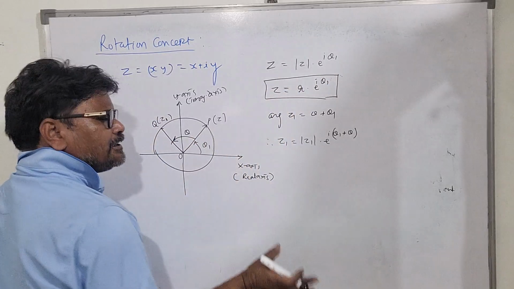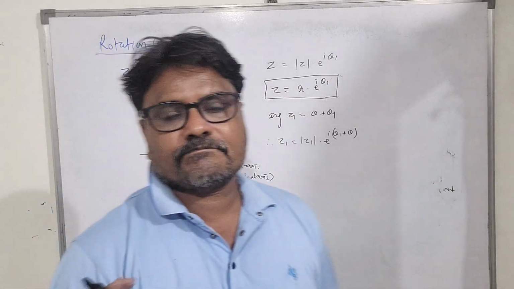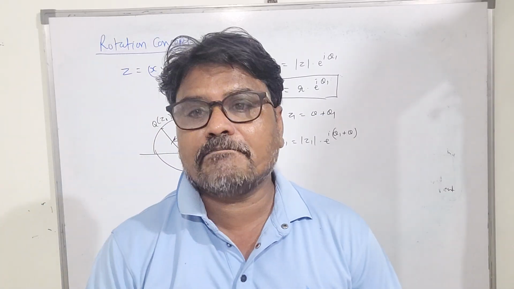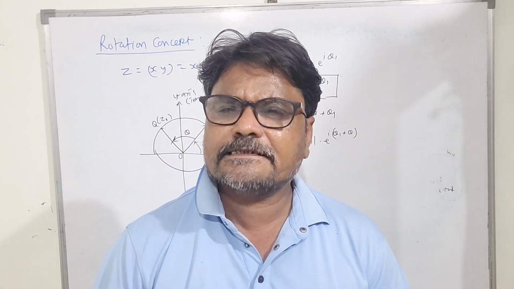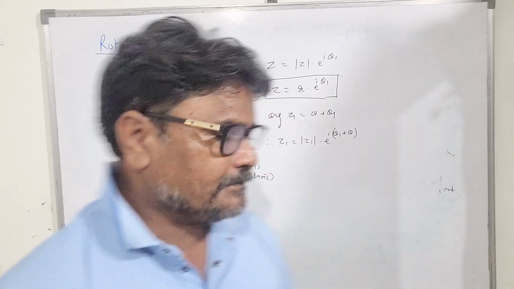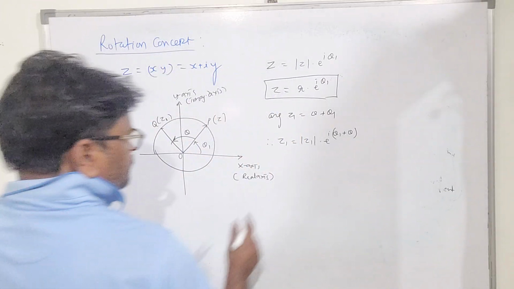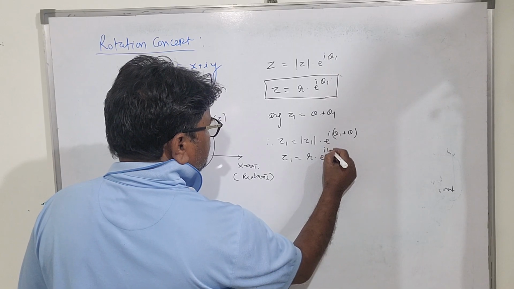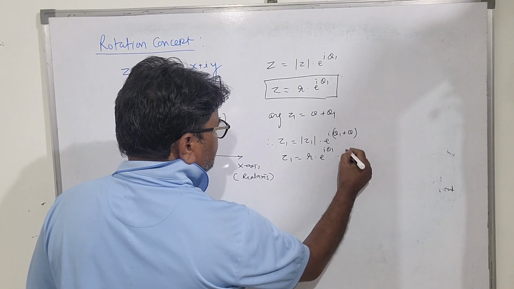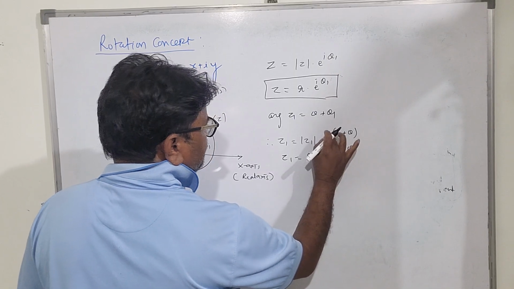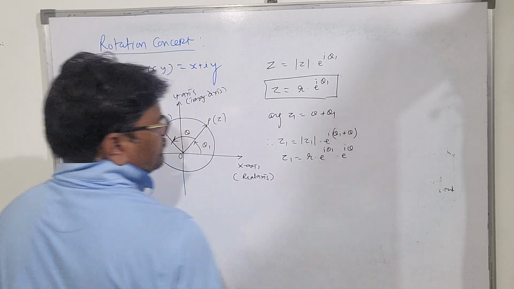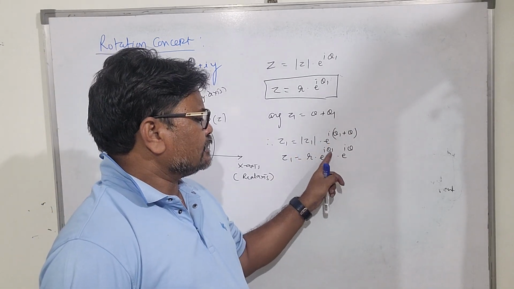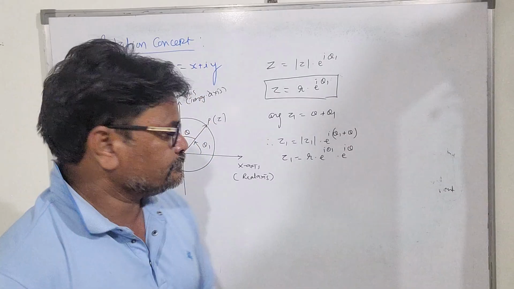Here I am simply rotating the complex number. I could stretch or compress the complex number after rotation, but here we are simply rotating it. So this is r into e^(iθ1) into e^(iθ), since e to the power i(θ1+θ) can be written as e^(iθ1) into e^(iθ).